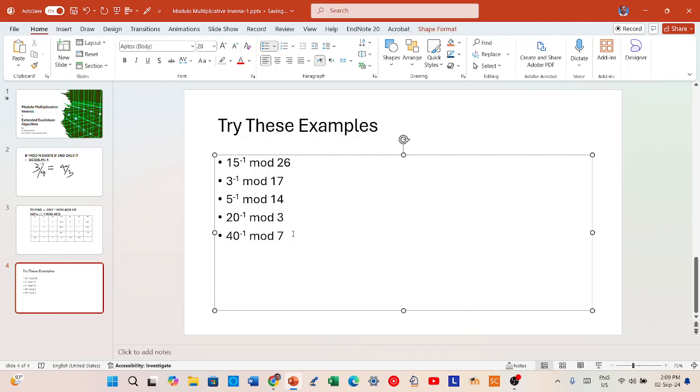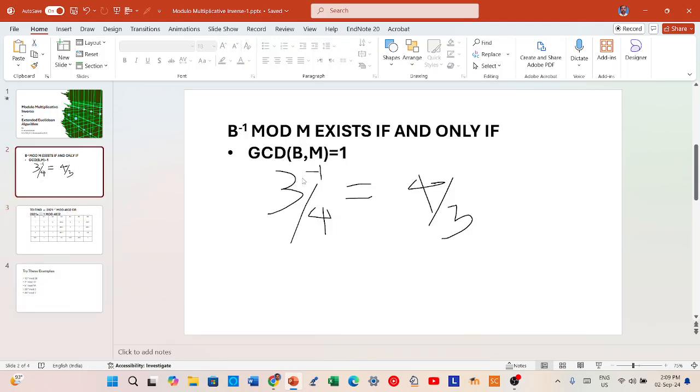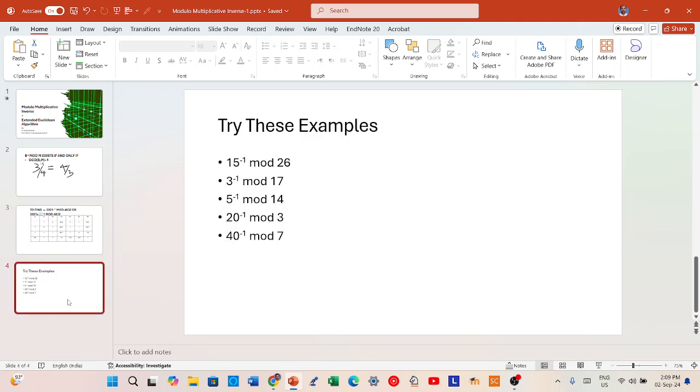And I got the answers for these also in the previous video. So you can try this example. You have written B2, when B3 is 1, when GCD of B comma M is equal to 1. Find B inverse mod M. Thank you very much. You have learned something about the Euclidean algorithm, right?